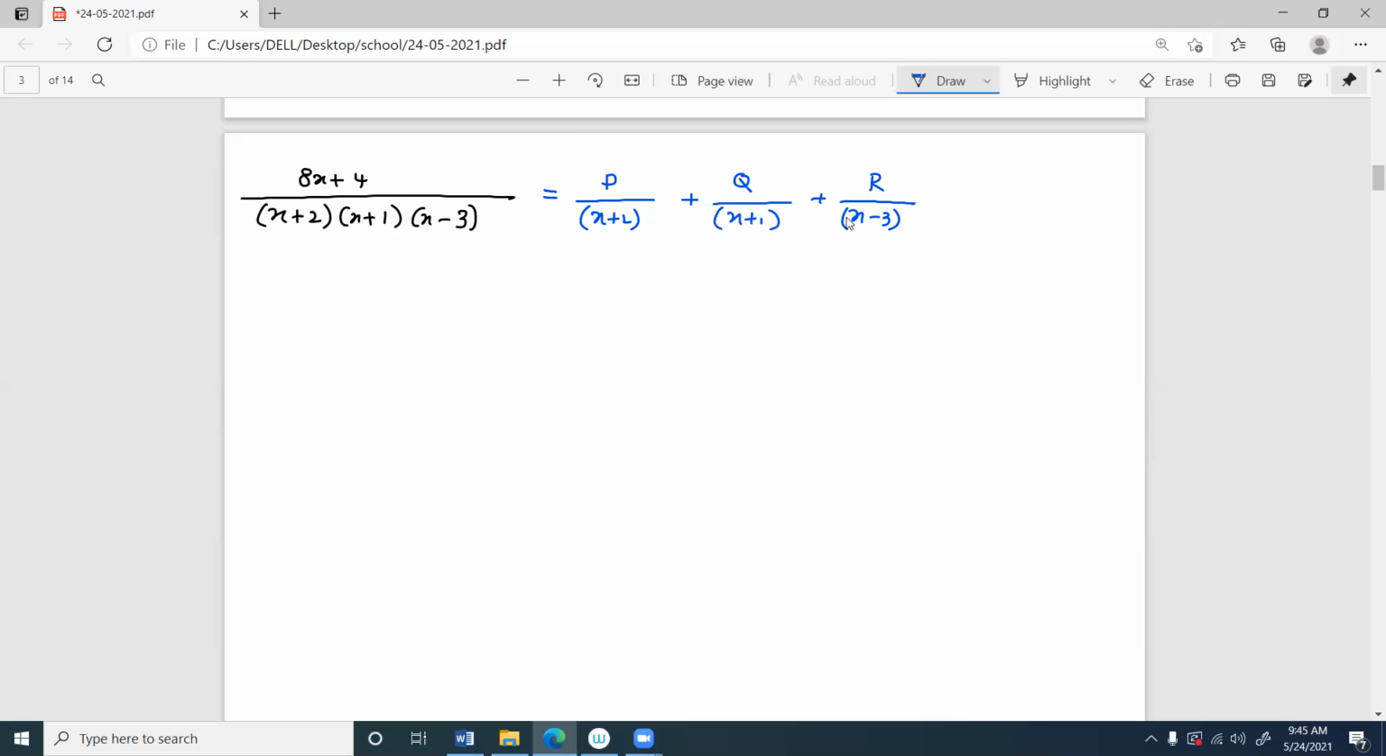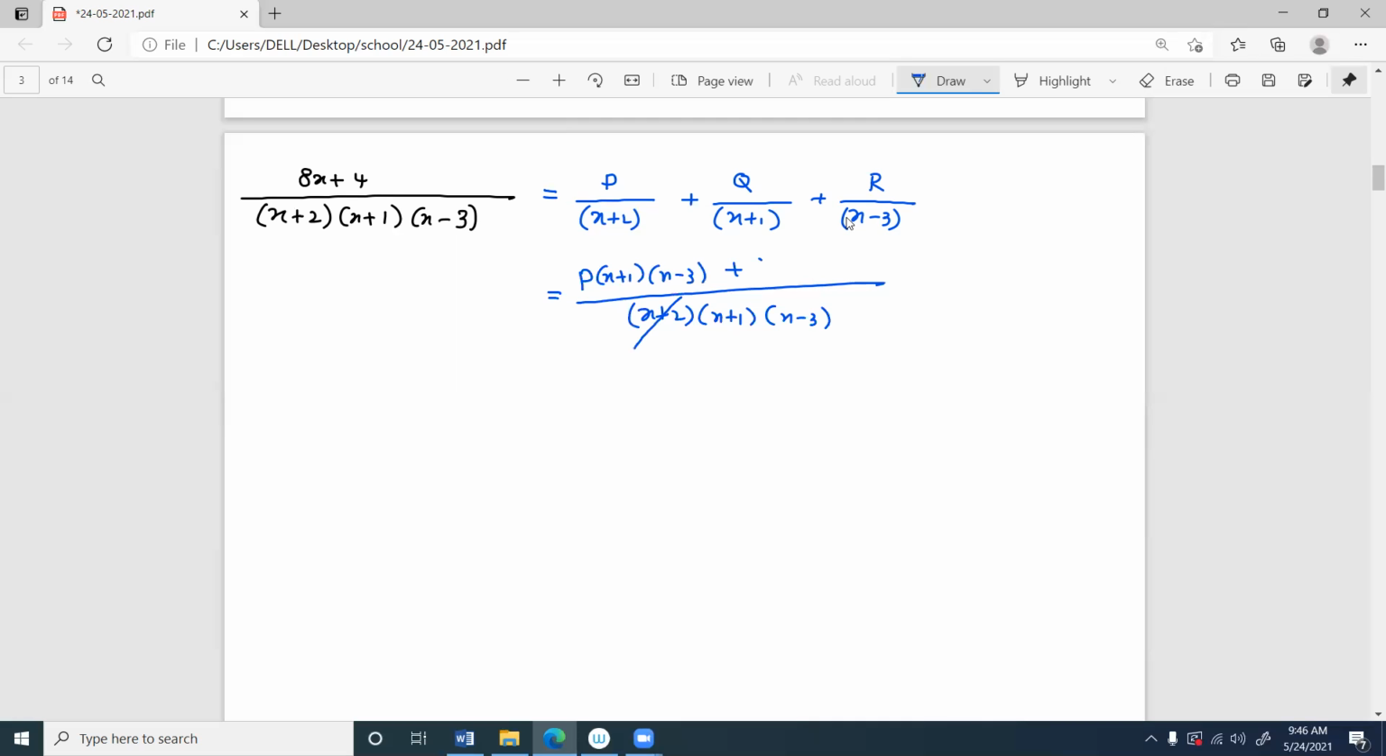Then take the LCM for the left-hand side. What is the LCM over here? The LCM is (x + 2)(x + 1)(x - 3). Please concentrate on this question clearly. Then which term should multiply with P? This is the technique. Just cover x plus 2. Then what are the remaining? x plus 1 and x minus 3.